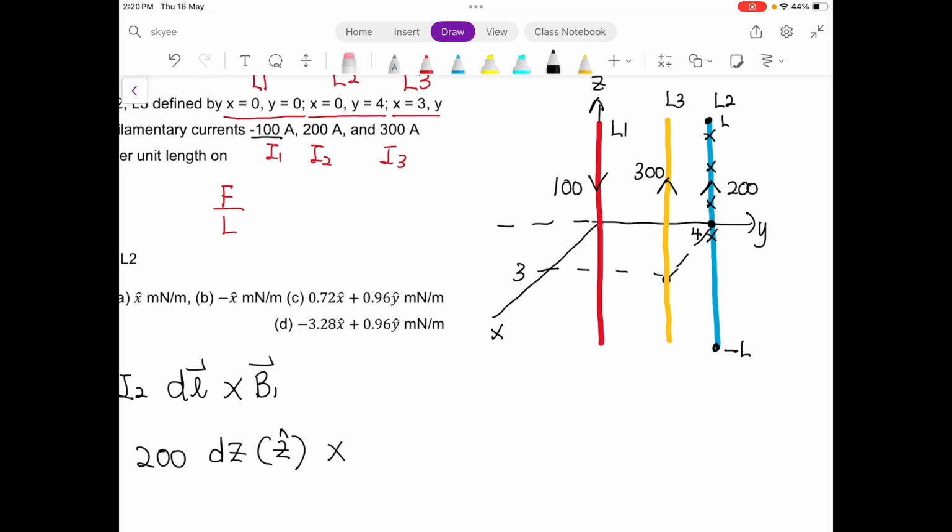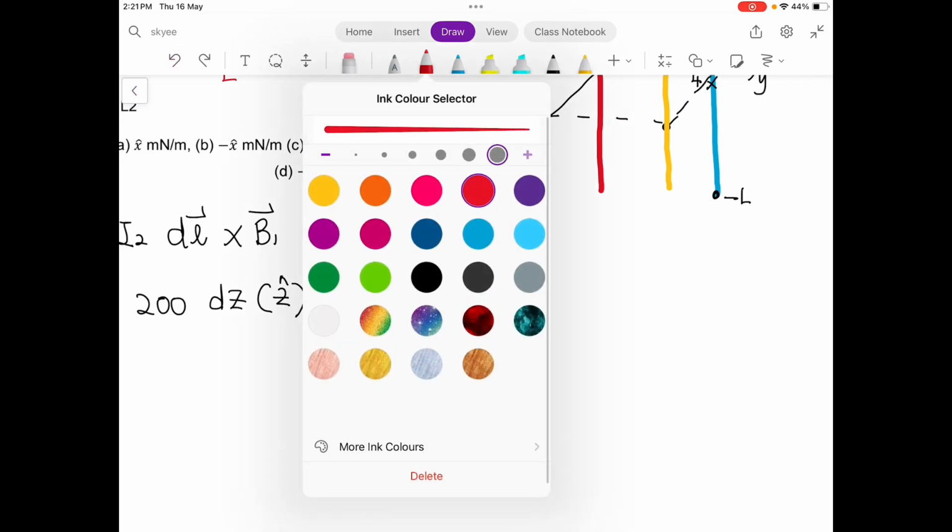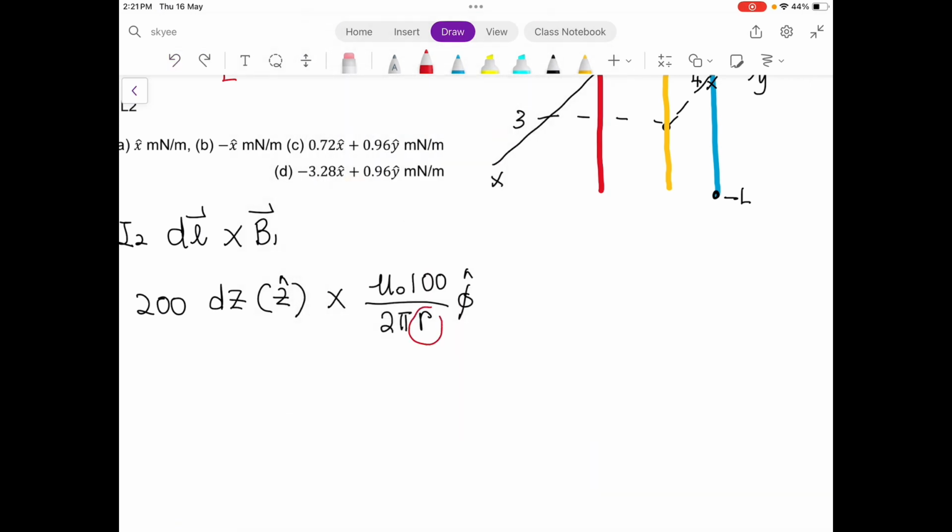B is the magnetic flux density that is generated by the I1, so you will have mu naught I1 over 2 pi R. This is the equation of your B1. You could replace the I1 with 100, just replace the value 100. As for the R, you can calculate it. How to calculate it?